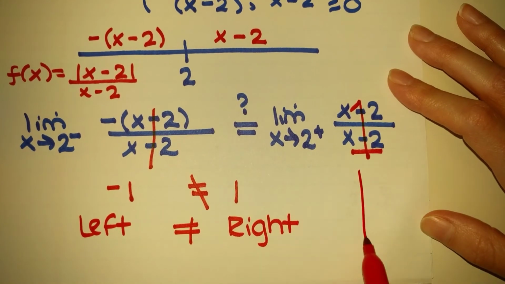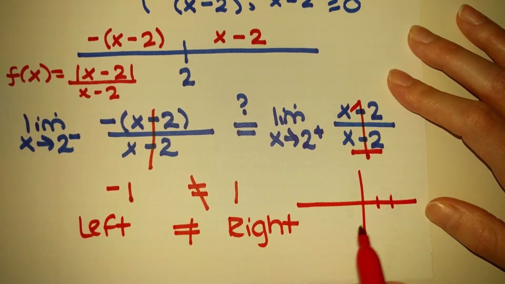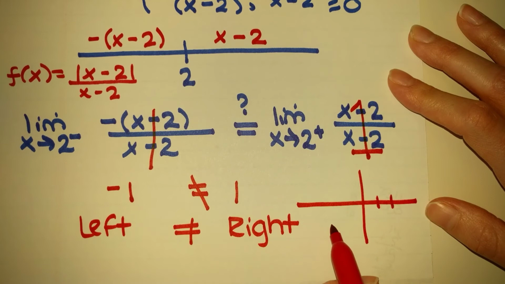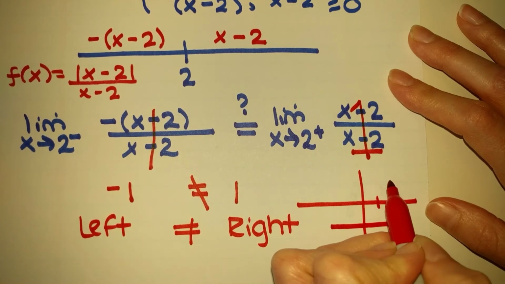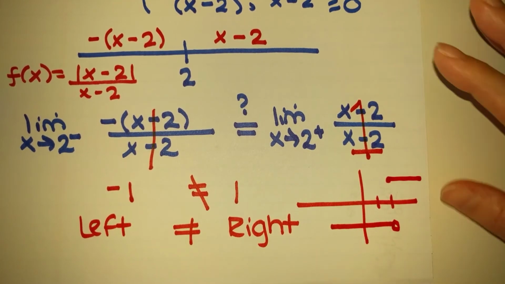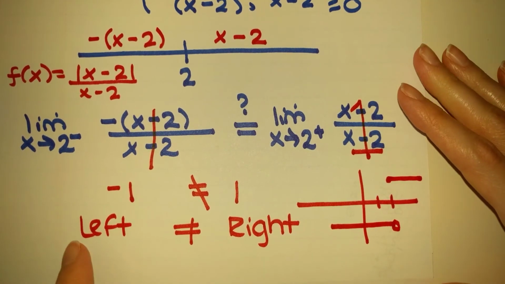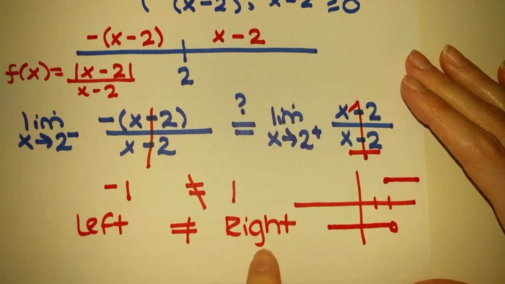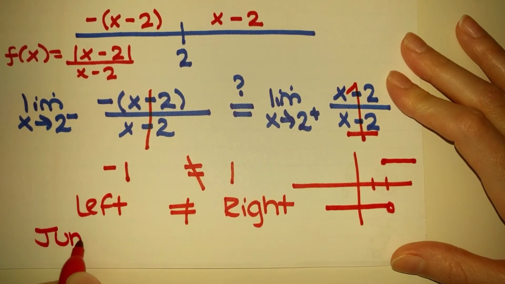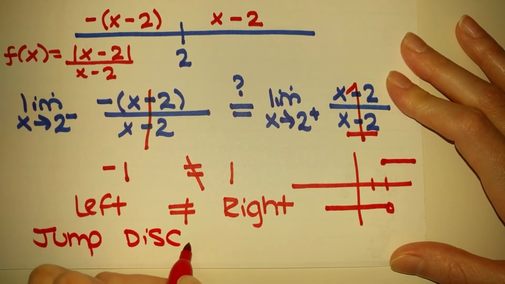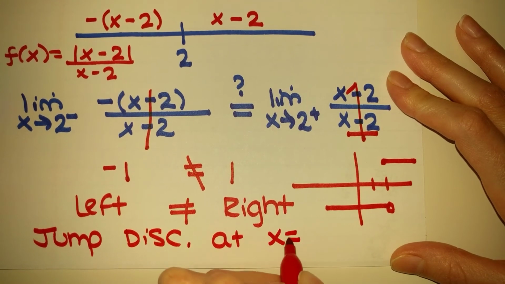Okay, and if you were to actually draw this little picture, what you would see is that from the left you have negative 1, and then from the right you have positive 1. So you would have a little step or a jump in your graph. So the fact that the left-hand limit is not equal to the right-hand limit, that means that there is a jump discontinuity at x is equal to 2.